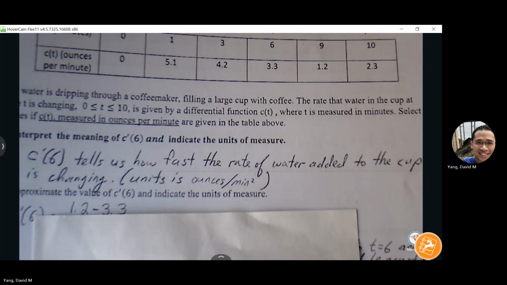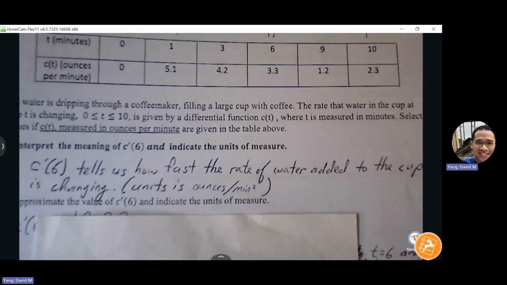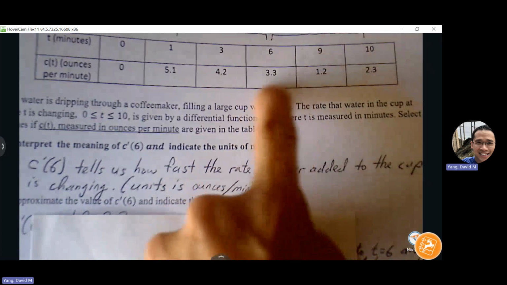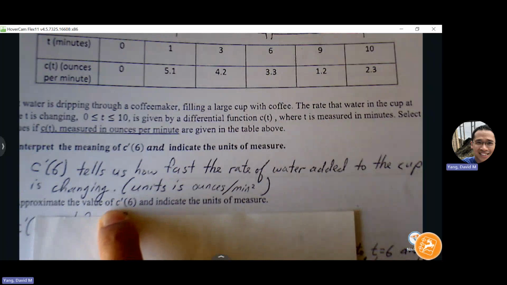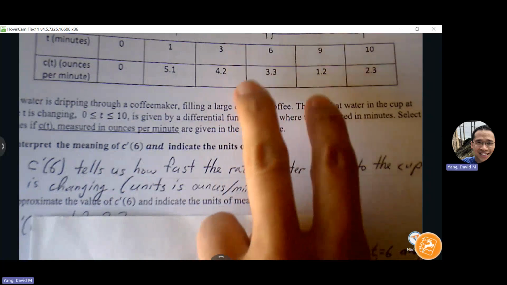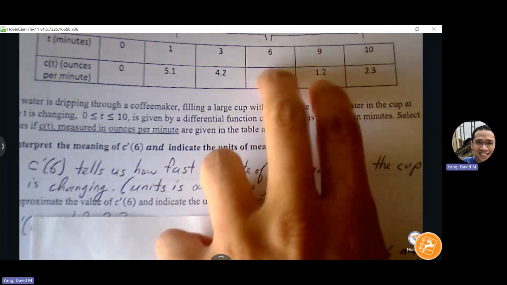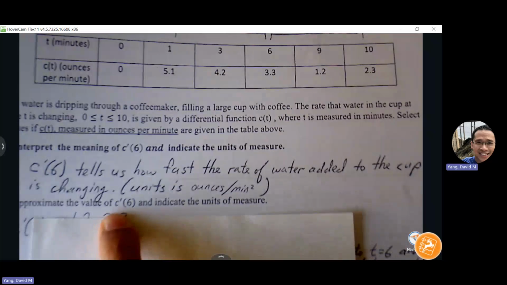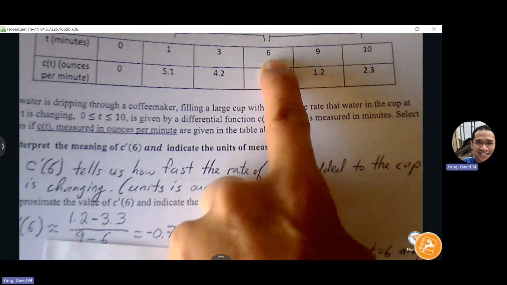Does that make sense? Now the next part: approximate the value of C prime of 6. We're going to use what to approximate C prime of 6? We can't do the derivative, so the next best thing is to find slope. Does it matter which ordered pairs we choose? You can use either these two or these two. Let me ask you real quick, what if this was asking for C prime of 5? Then I have to use 6 and 3. But for this one, because 6 is in the table, you have a choice.